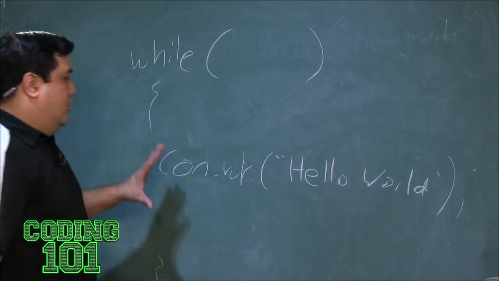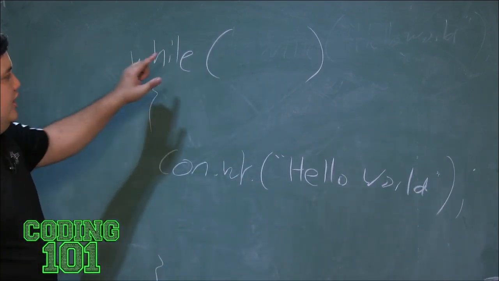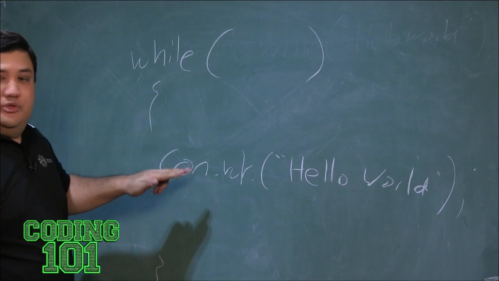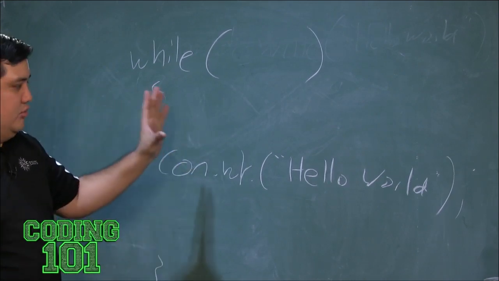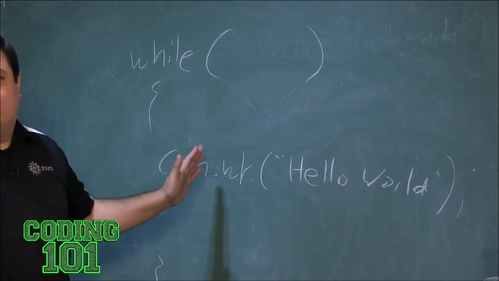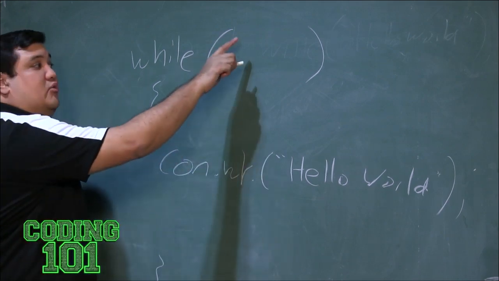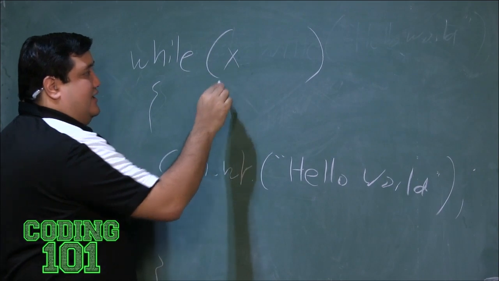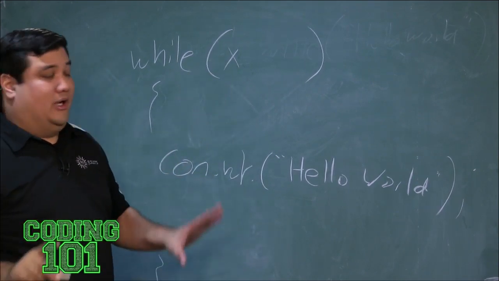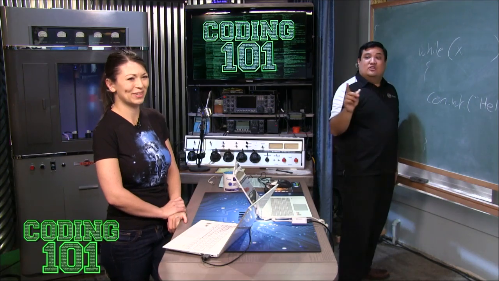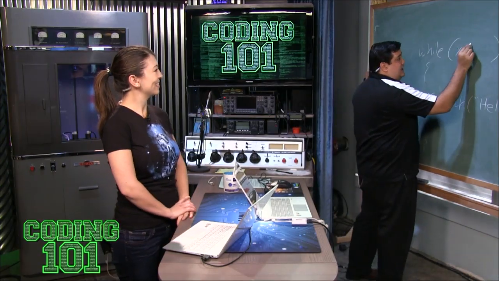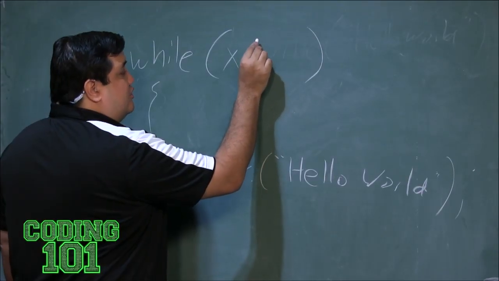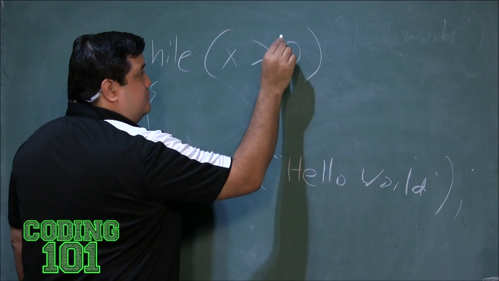All right. So what I've just told this to do is, as long as this is true, continue to do this piece of code. Console write hello world, console write hello world. The problem is I have to tell it what kind of condition needs to be met. In this case, I'm going to say X. I know people get ticked off when I use X, but I'm going to use X. So I'm going to say as long as X is greater than 0.